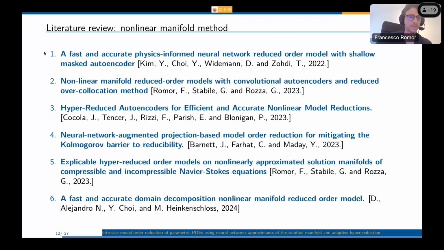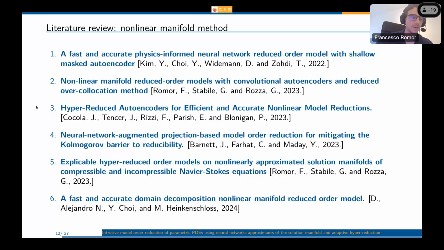So the first reference was, of course, by Kim Yongsoo et al., where they used the shallow masked autoencoders. We attempted to use a convolutional autoencoder and then approximate the decoder with a smaller one in a second step with teacher-student training. So it's a paradigm in machine learning to train smaller networks from bigger models, so that we could have an efficient small network to use in our nonlinear optimization to solve the nonlinear least squares problem.